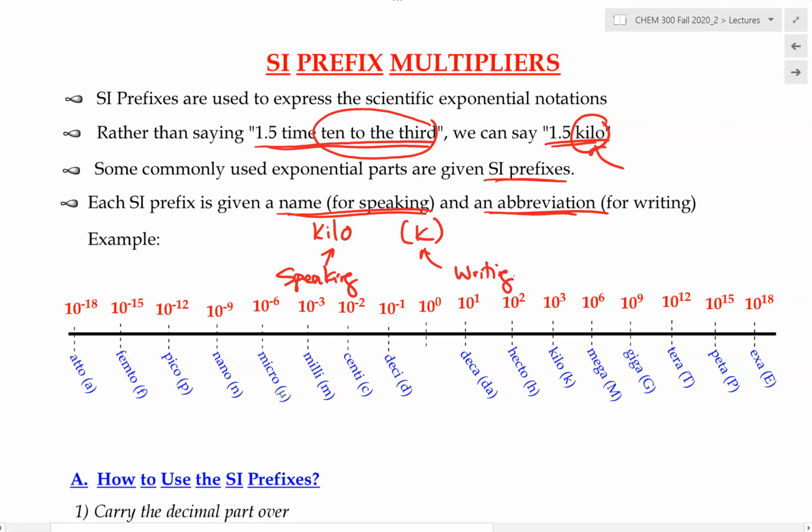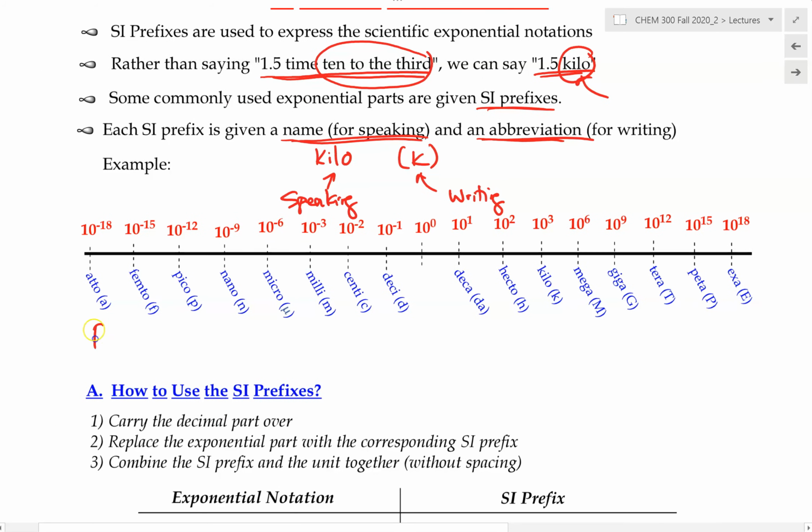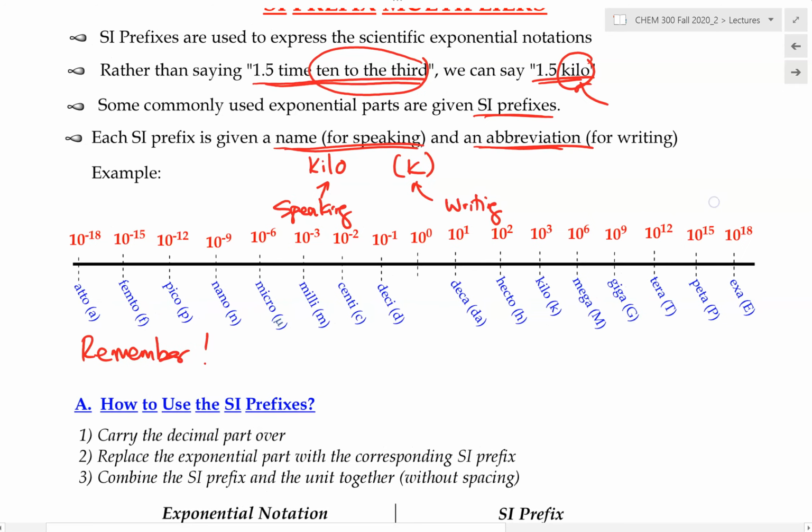Below are the different SI prefixes and the exponents that they correspond to that you need to memorize for this class. So make sure you remember this, because this is something you need to remember in order to use them, and they will not be given to us on quizzes and exams. These are the different SI prefixes that go all the way from 10 to the negative 18, which is a very, very small value, to 10 to the 18, which is a very big value.